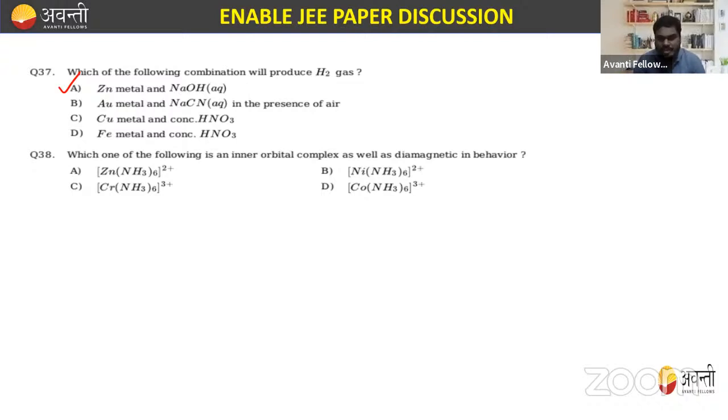Which one of the following is an inner orbital complex as well as diamagnetic in behavior? If someone asks inner orbital and diamagnetic, we already know that if the complex is inner orbital, then it becomes diamagnetic. If the complexes are inner orbital, then it must have low spin. So these are interrelated things, right? Out of these, they all have 6 coordination numbers.